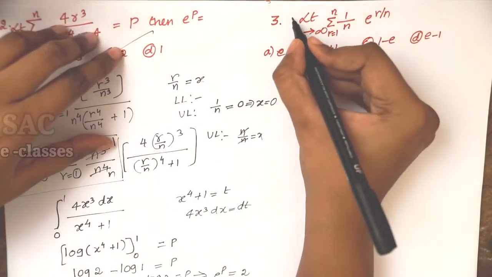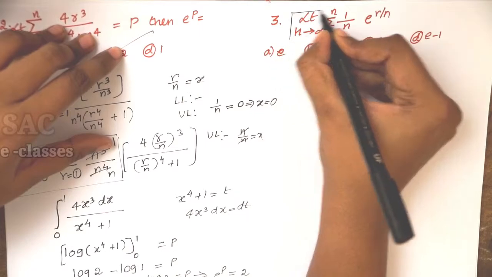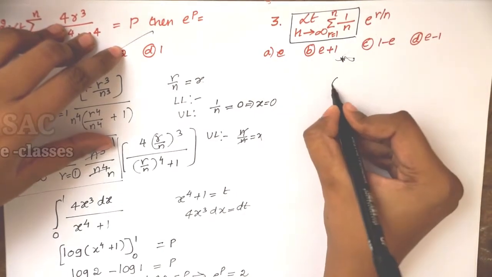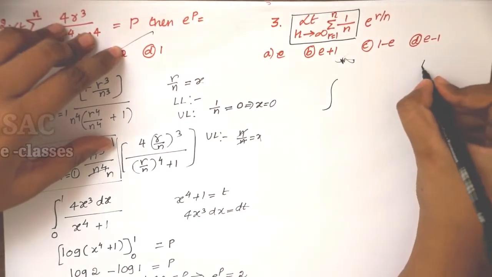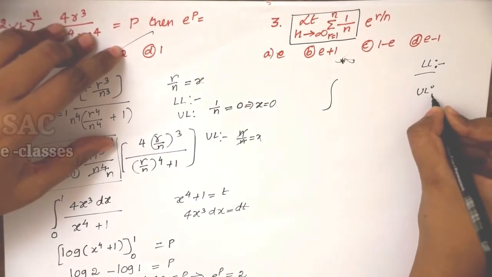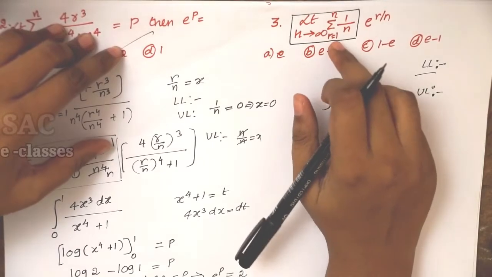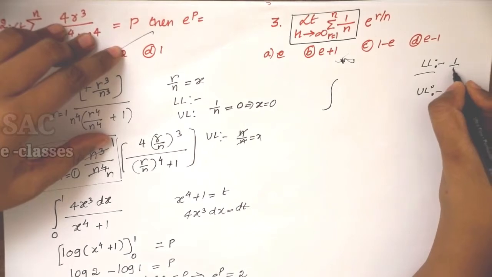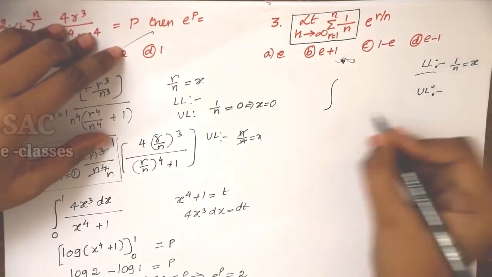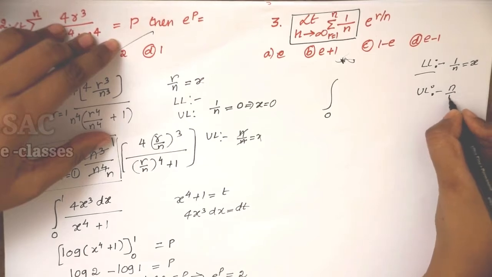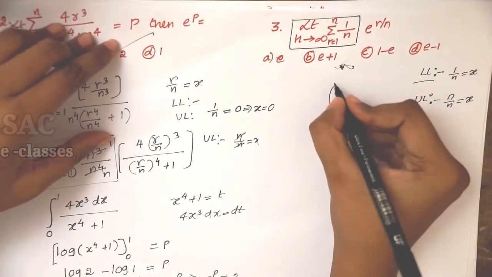Now it is already in the desired form. So if you remove these, convert it into the integration. Just observe what the lower limit as well as upper limit are. Clearly it goes from 1 to n. We know that the lower limit is 1 by n. 1 by n value is 0. Upper limit value is n by n, which value is 1.